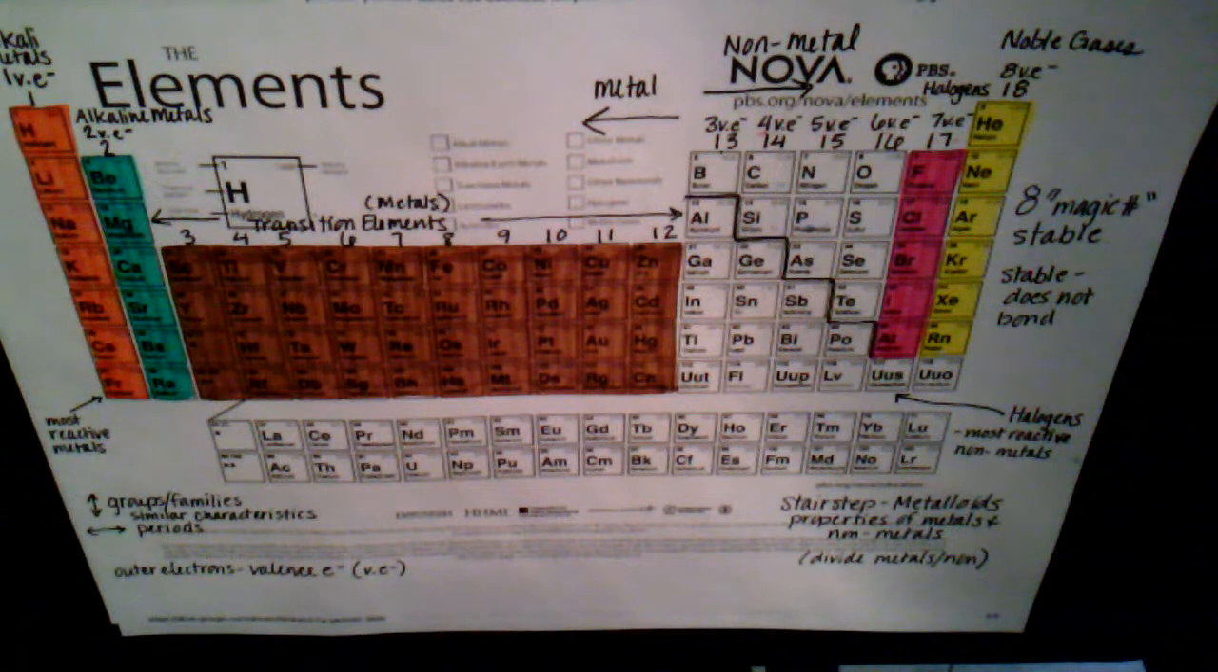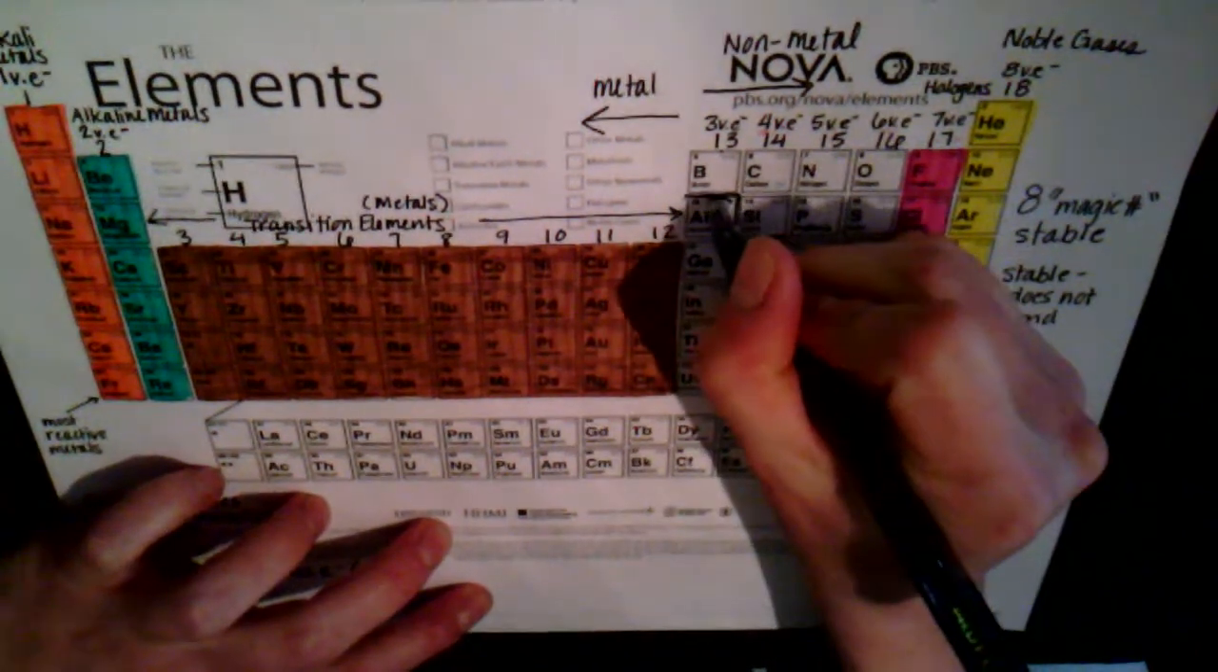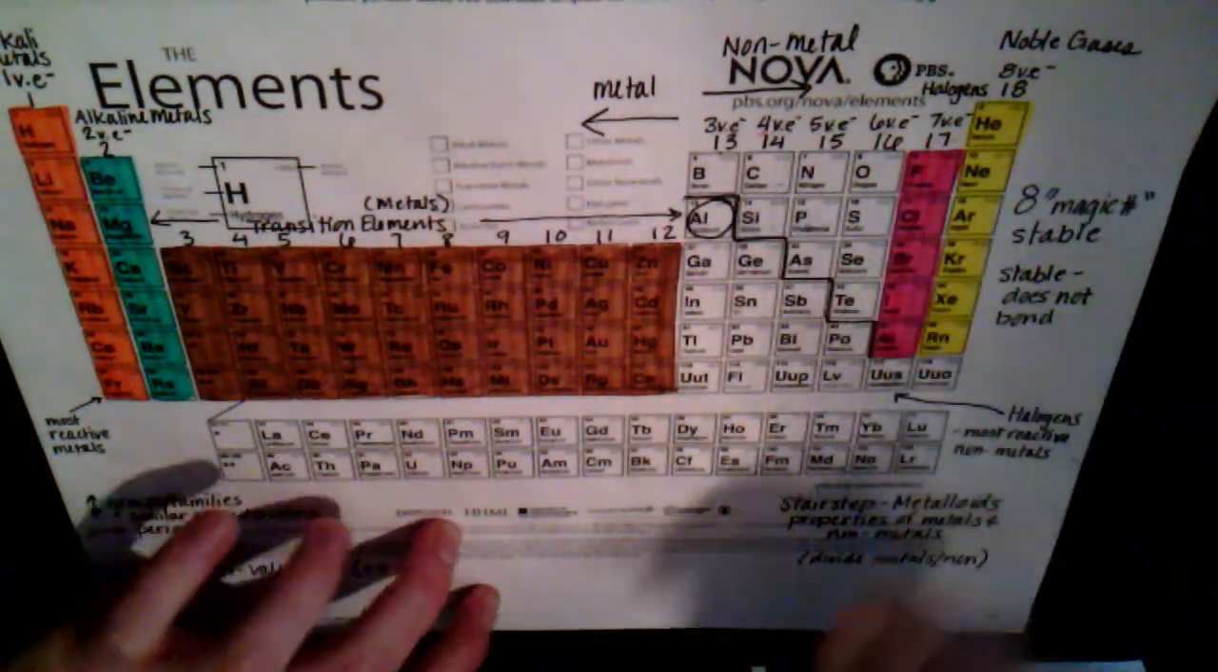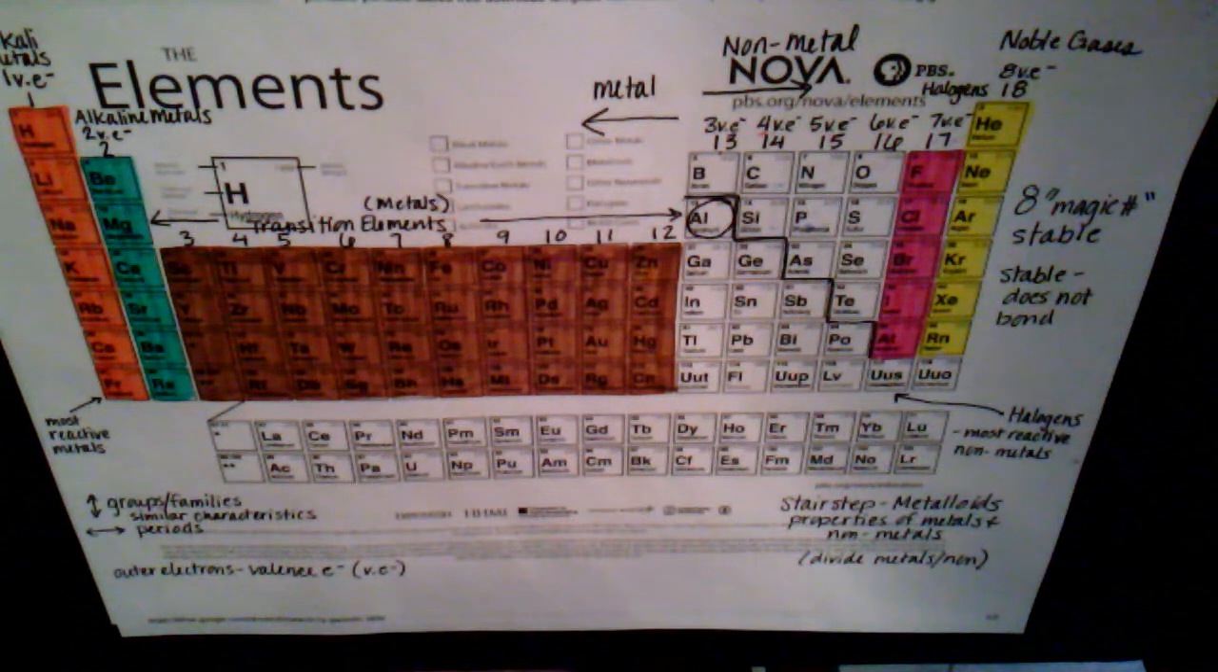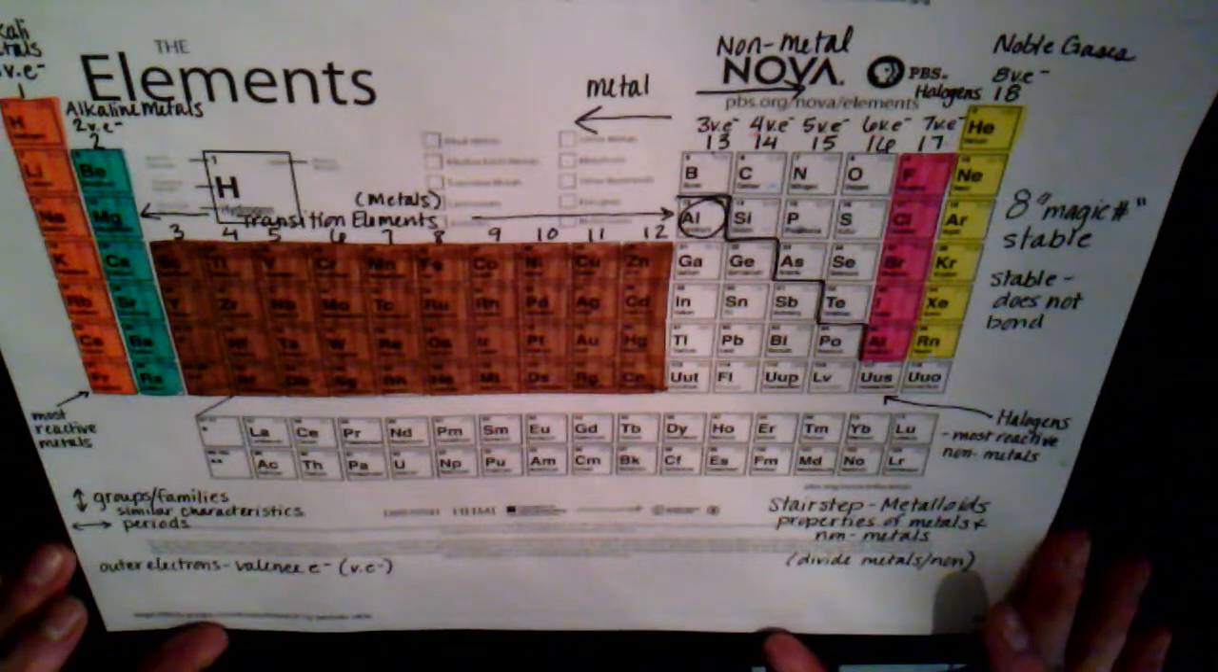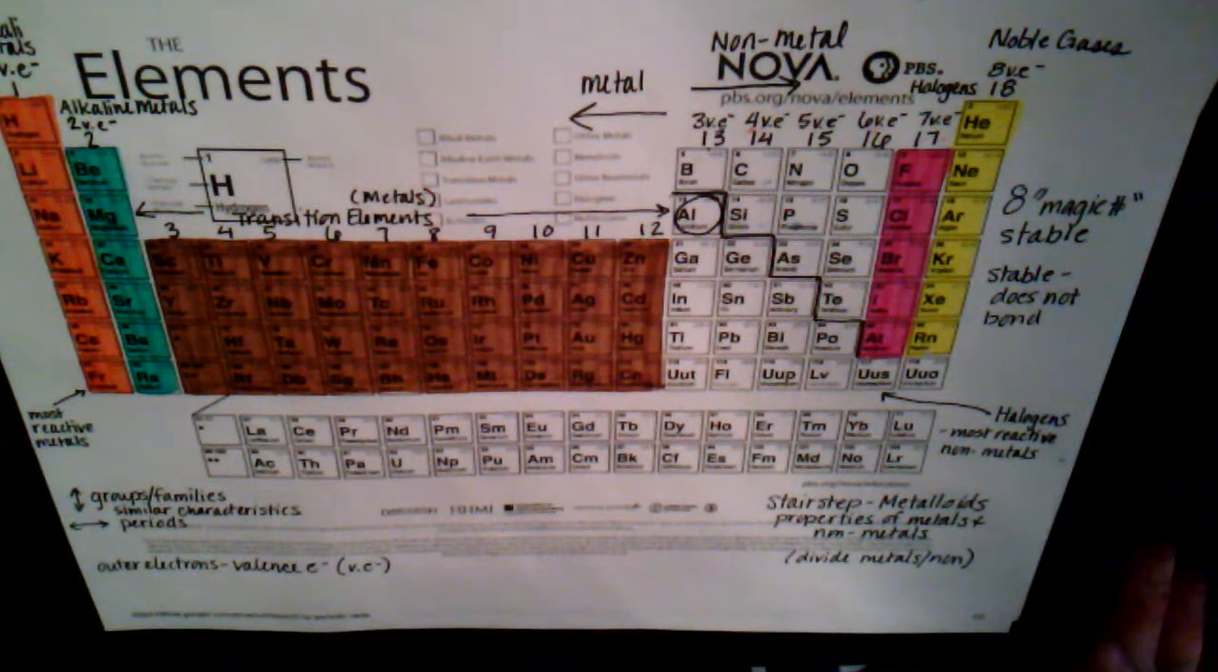Okay. Aluminum is not a metalloid. We know that it's a metal. It has all the properties of a metal. Metalloids have properties of metals and nonmetals, so it might be shiny, but it might be brittle. But aluminum does not fit into that.